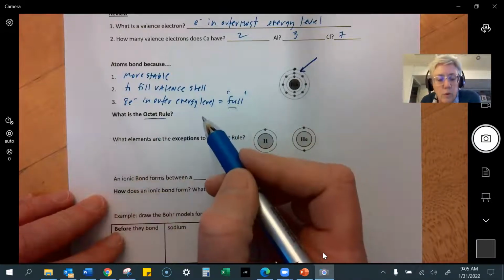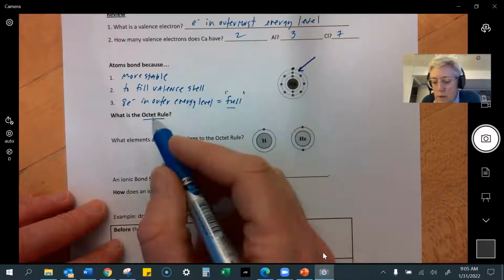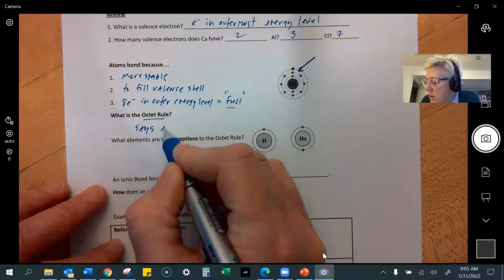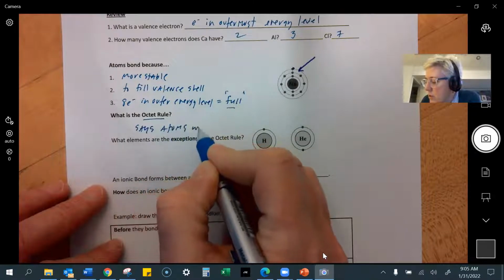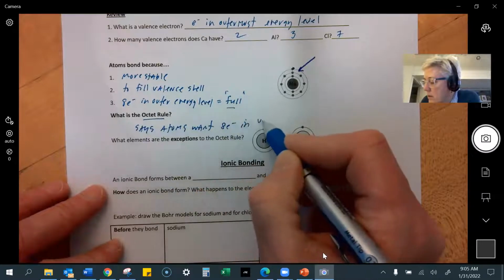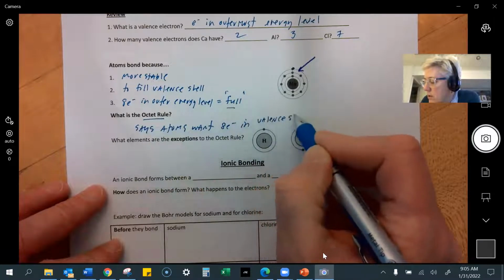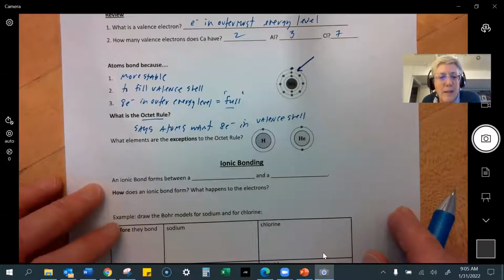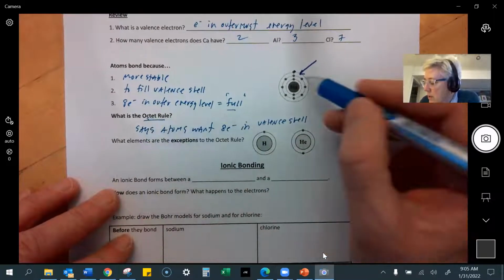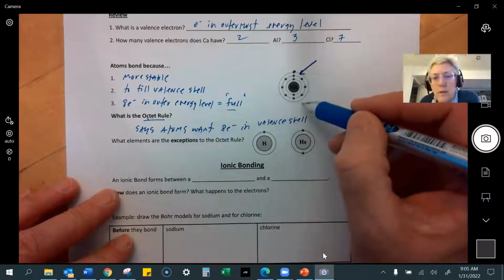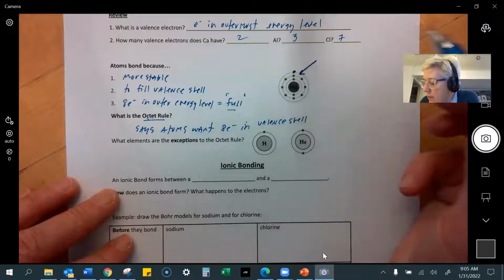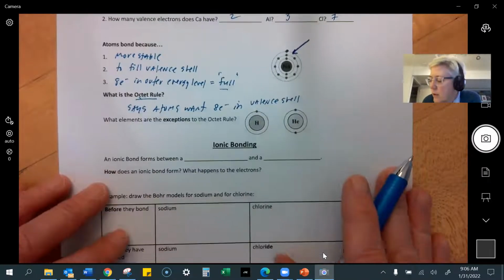All right, the octet rule is just the rule that says atoms want 8 electrons in their valence shell. Octet means 8. So octet rule means sodium is going to want to fill that. It would need 7 more to be full. That's one way it could do it, or it could lose that one. But we'll get to that in a second, okay?